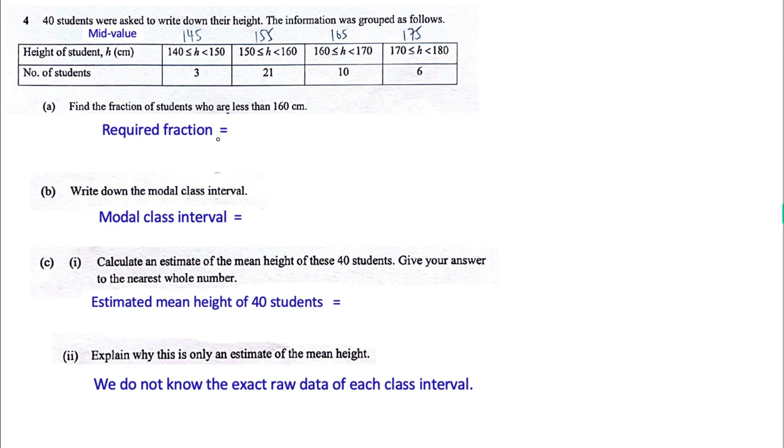Now let's look at the first part, which requires us to find the fraction of students who are less than 160 cm. Less than 160 cm, we have 21 students here, and another 3 which are also less than 160. So the required fraction is therefore 21 plus 3 over the total number of students. Again, we need to know the total frequency, which is 40. Right? It's given in the sum. So over 40. And this gives us 3/5.